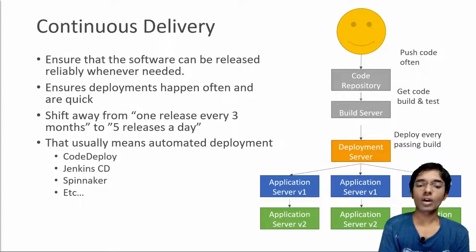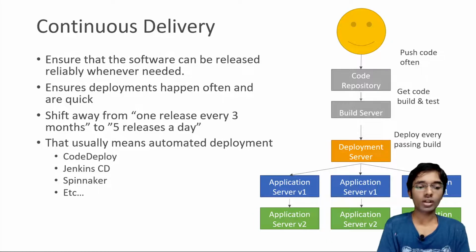And so our application is going to be in version 1, and after the deployment happens it will go to version 2. And as we push more code, we are going to get more and more deployments. So this is how continuous delivery works.